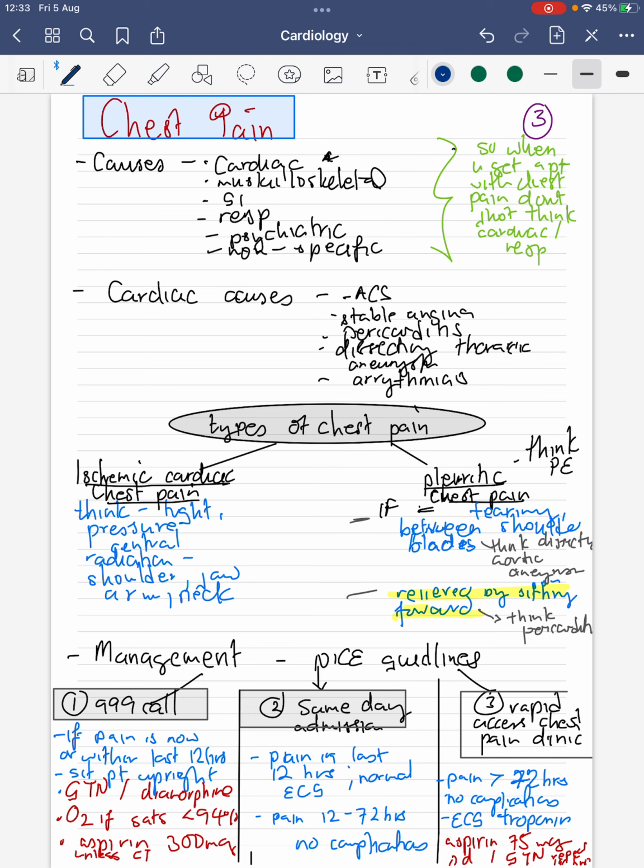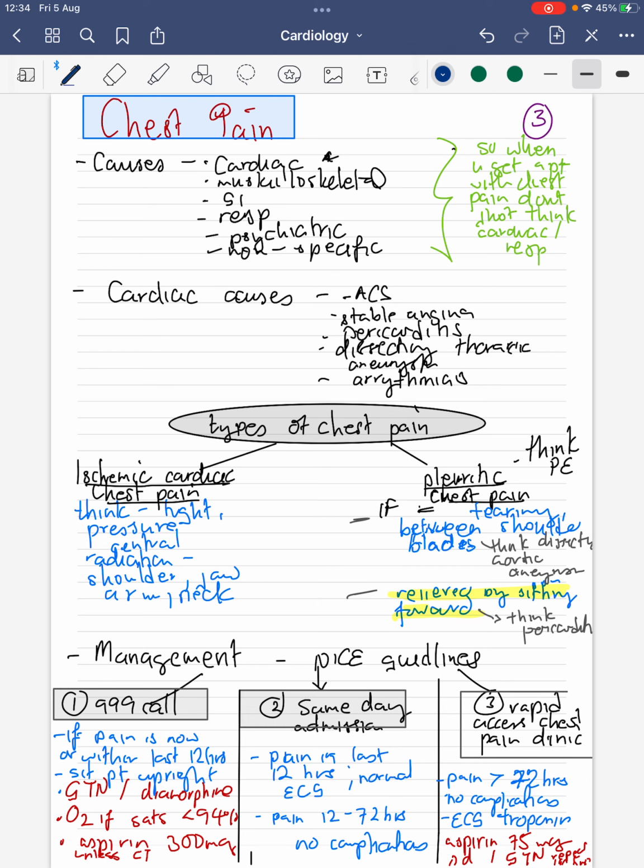And even if the pain has been in the last 12 hours but their ECG is normal, we still do same day admission. If the pain has been in the last 12 to 72 hours with no complications, we still want to admit the patient for observation. And lastly, another method of management that we can take is rapid access to the chest pain clinic. So if they've had pain more than 72 hours ago, send them to the chest pain clinic.